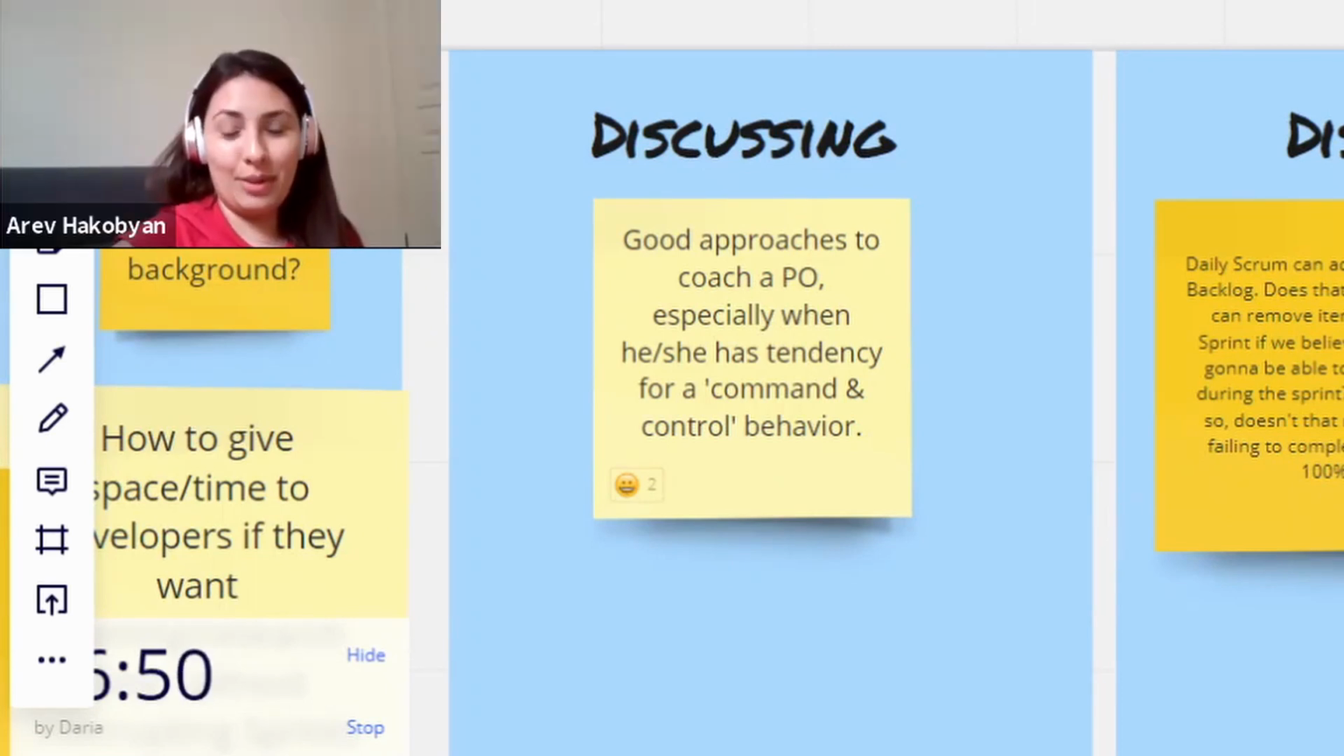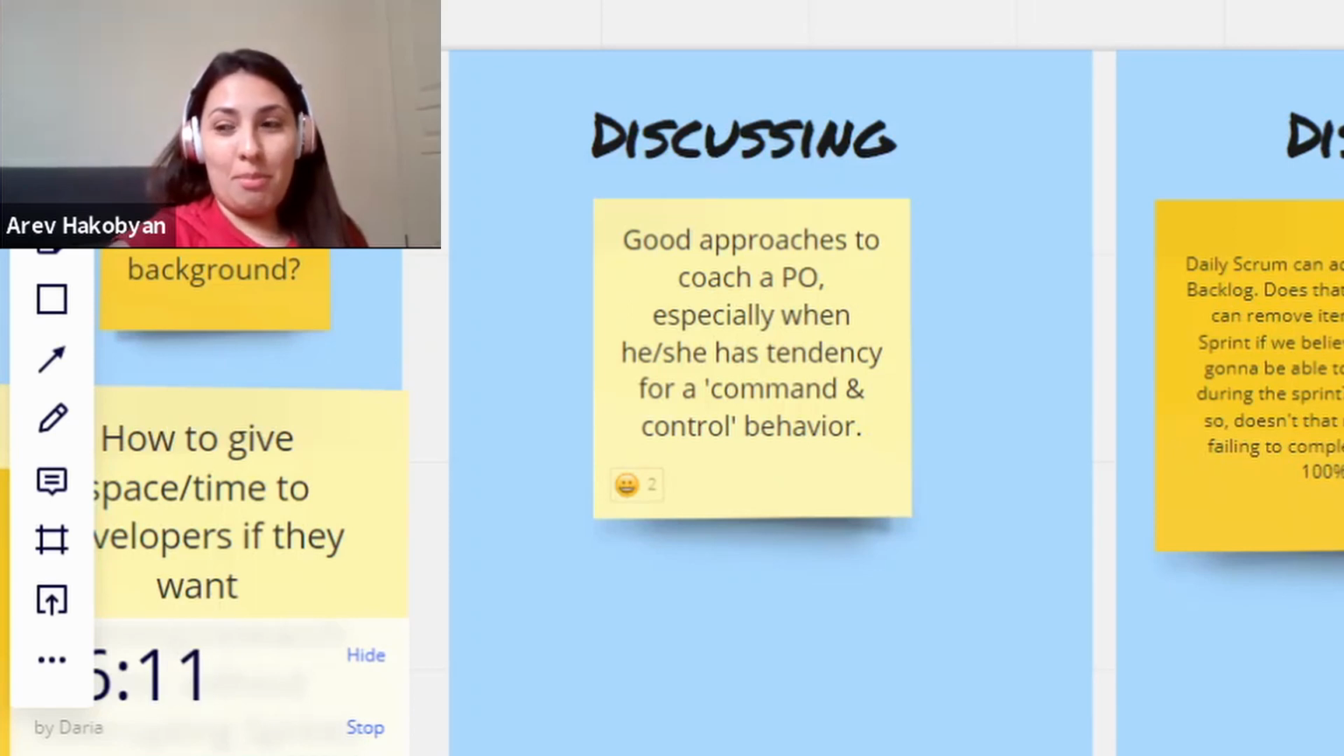Hi, everyone. Just a quick thought before going into approaches. I think it's important to understand where it is coming from. Why does the product owner have a tendency for command and control? Is it just an attitude? Is it because things were working that way, because with command and control, things were actually progressing? Or maybe there is a lack of trust. And why is there a lack of trust, if so? There are definitely a lot of aspects to explore.